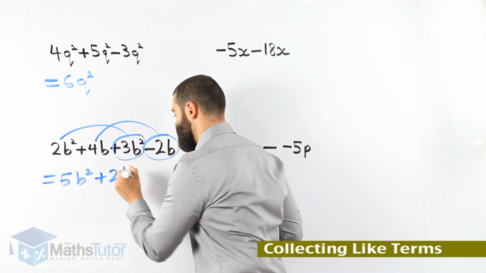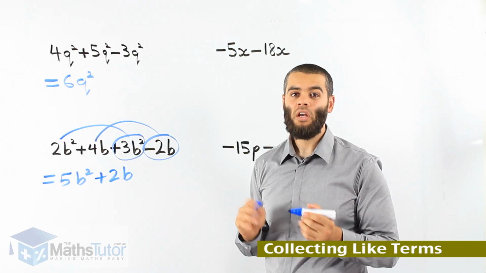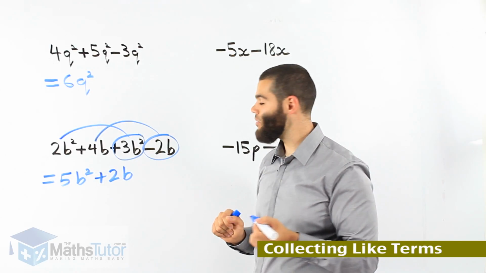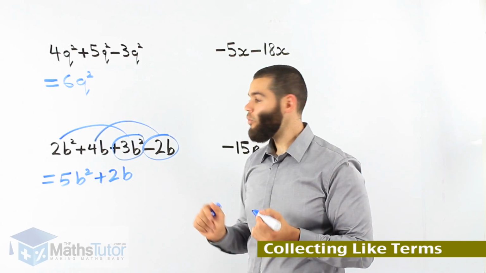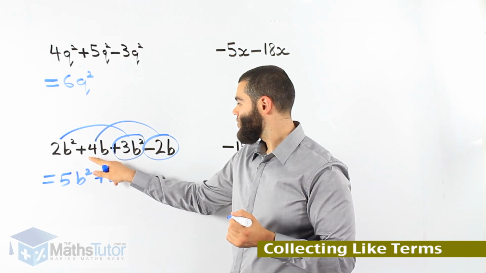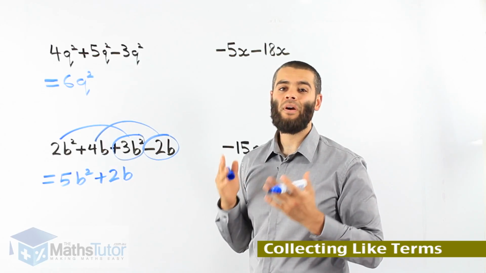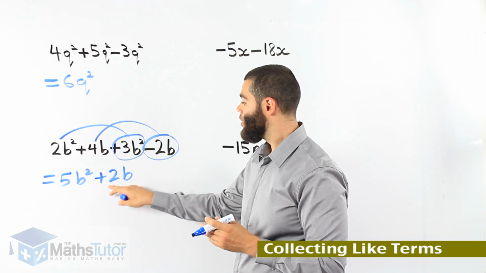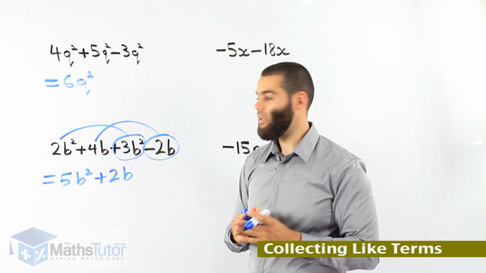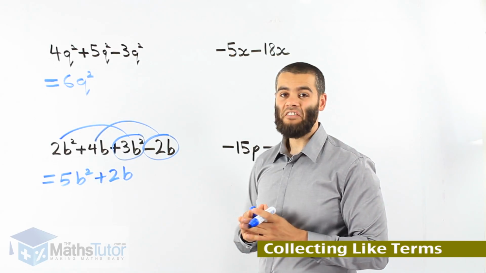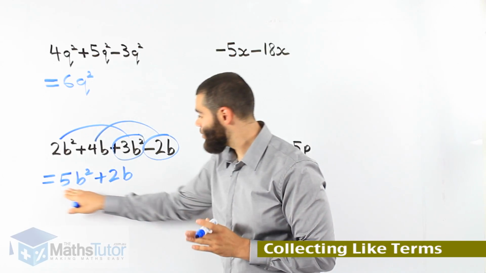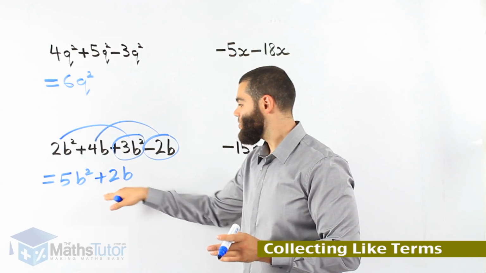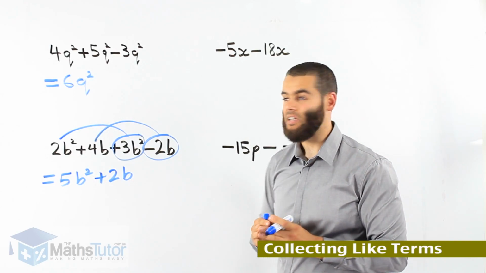So 4b minus 2b is positive 2b, because 4 take away 2 is 2. 2 means positive 2. So we write positive 2. Sometimes students think, okay, what sign do I put? Well, if you're doing 4b, you have 4 bananas. Take away 2 bananas. You're left with 2 bananas, 2b. So 2b, it's a positive 2b. So 5b squared plus 2b is our final answer. Can we go any further? No, we can't, because these are not like terms. This is our final solution.